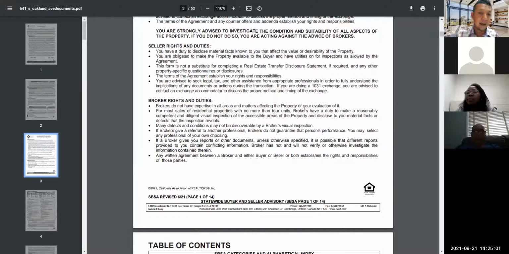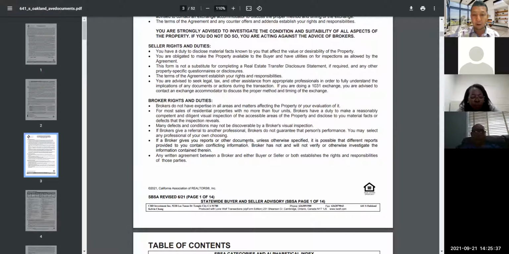I'm not qualified to tell you where the lot lines or the survey boundary lines are, or what the cities will allow you to build. Those are all duties that the architect or contractor can help them with. So we just have a duty to do a visual inspection of the areas and disclose the facts and defects that we see. There are many defects and conditions that may not be discovered by a broker's visual inspection, such as things beneath the walls or underneath. We're not required to go to the attic. We're not required to go to the basement.